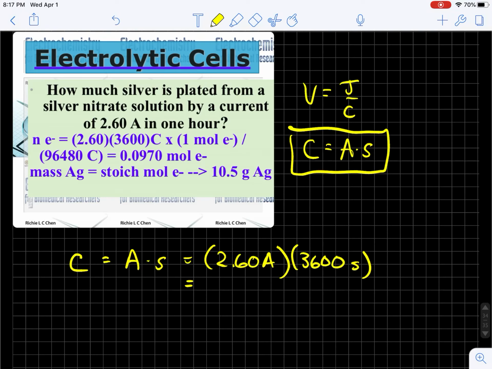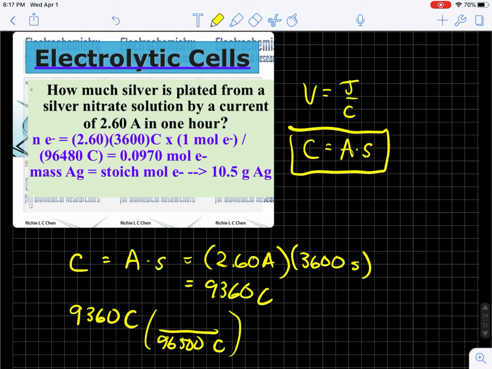And when we do that, we get, let me get my calculator, 2.6 times 3600, I get 9,360 coulombs. I'm going to convert that to moles of electrons. So 9,360 coulombs times, oh my goodness gracious, not times 1 Faraday. Sorry. Use Faraday's constant, 96,500 coulombs per 1 mole of electrons.